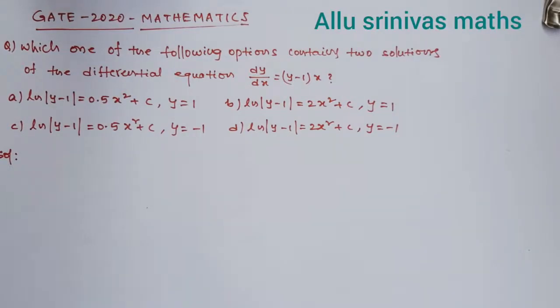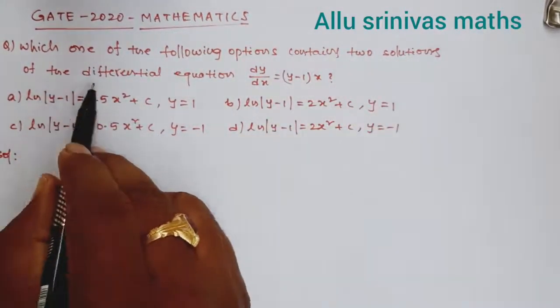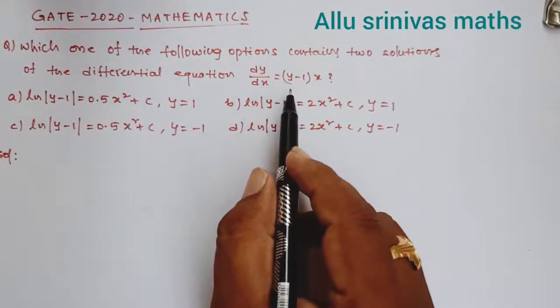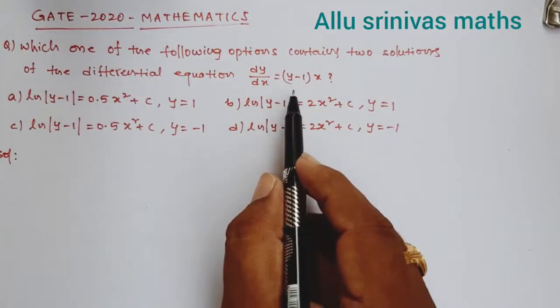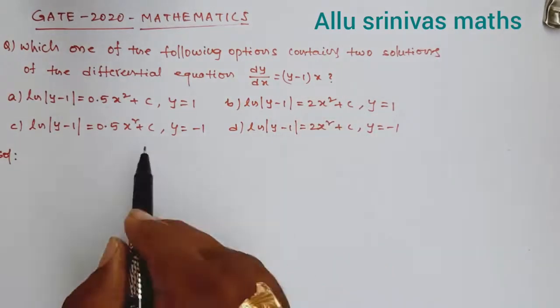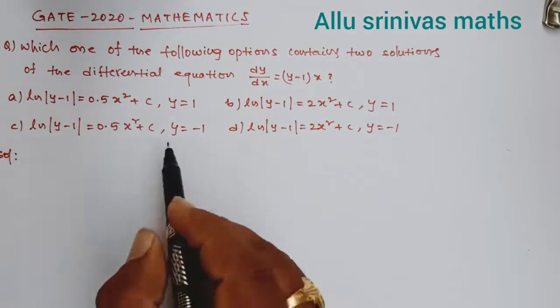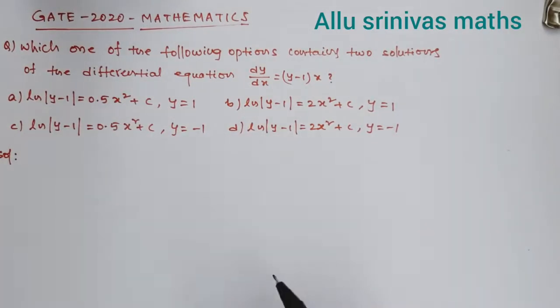Now we discuss GATE 2020 Mathematics solutions. The question is, which one of the following options contains two solutions of the given differential equation dy/dx = (y - 1)x? What are the two solutions of the given differential equation? Which one is correct in the given options?